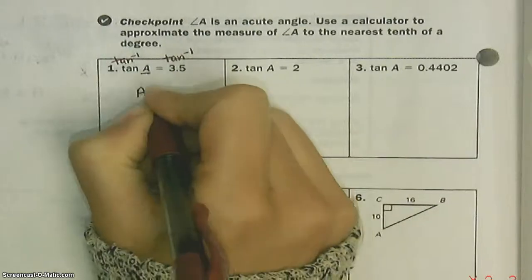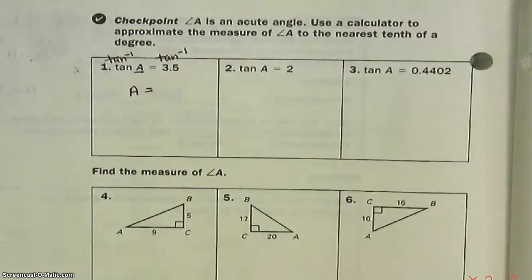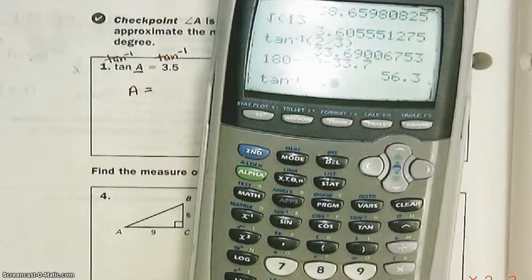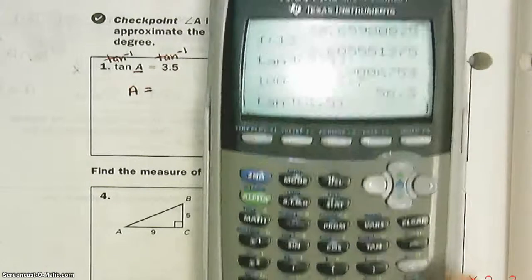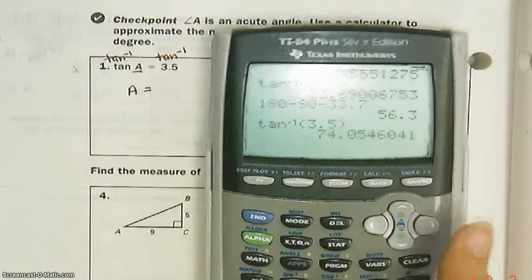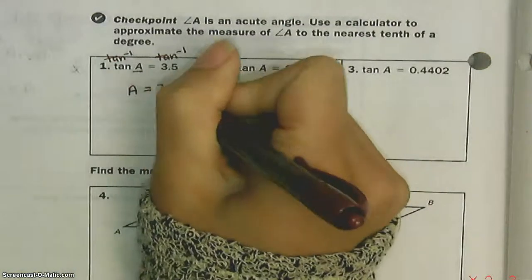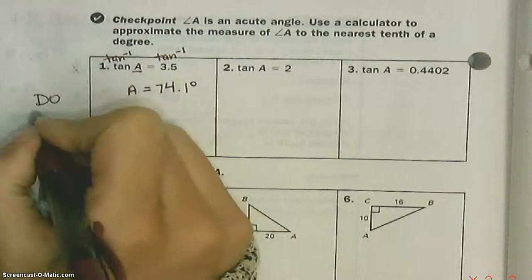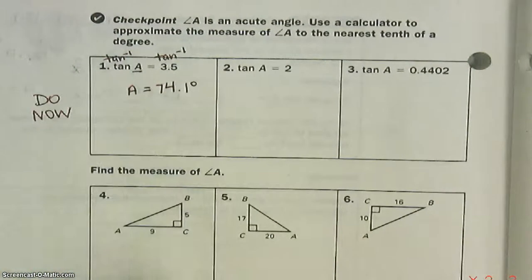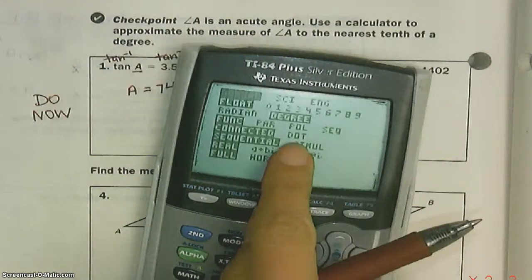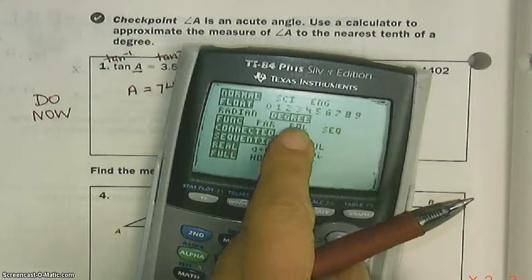A is equal to second tangent, and then I put in 3.5. There you go. 74.1 degrees. All right, so I want you to do these now. Make sure that your calculator's in degrees. If you're not getting the same answer, press mode and check to make sure that your calculator says degree.